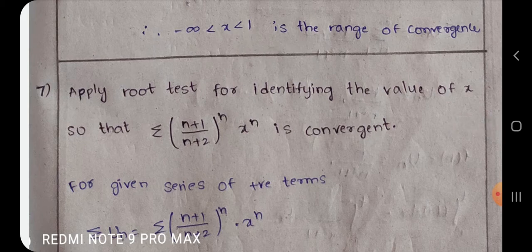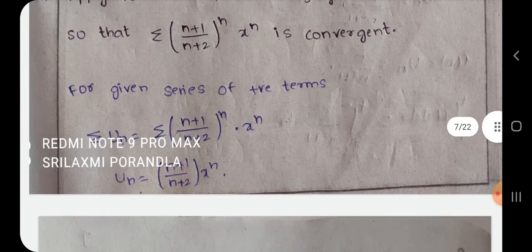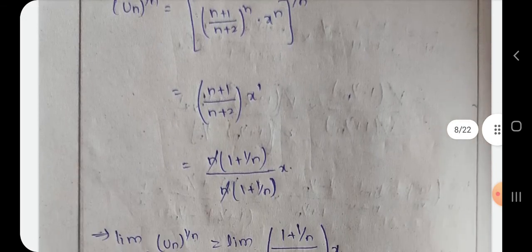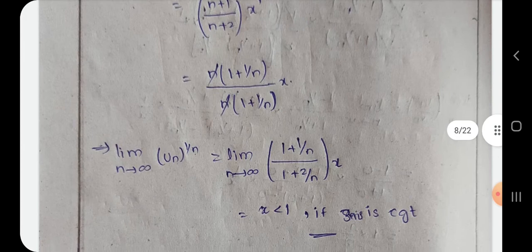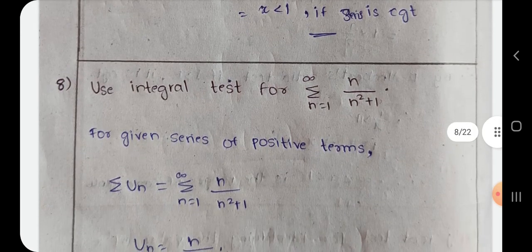For the seventh problem, you are using the root test in order to identify the value of x. Root x, here the power n is there, so automatically you are going to use the Cauchy root test. On simplifying the nth root of the general term, finally you get an answer, and on applying the limit you get only the x value. To say it is convergent, the limit should be less than 1. So that is your conclusion.